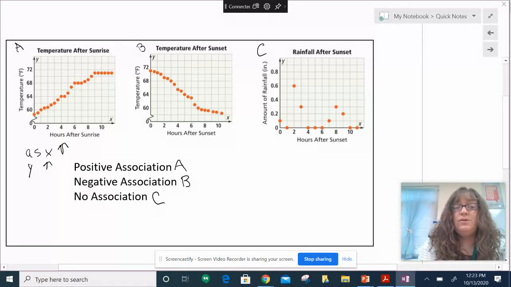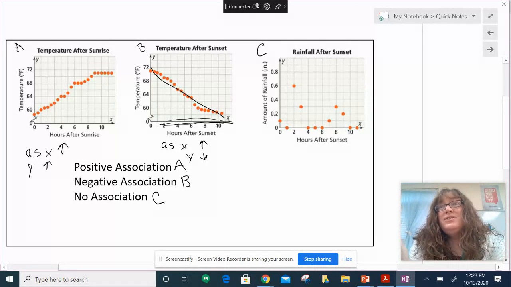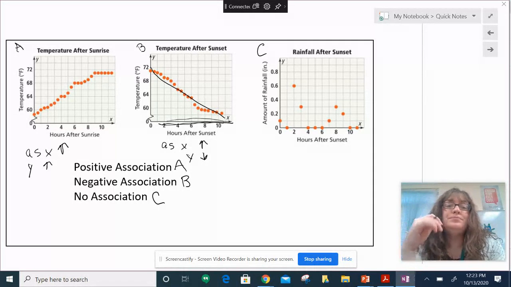A negative association, on the other hand, says as x increases, y decreases. So again, as you see along the x-axis, as I get bigger and bigger along the x, the y's get smaller and smaller. And finally, no association, it looks like there is no pattern. And that's exactly what's happening here.